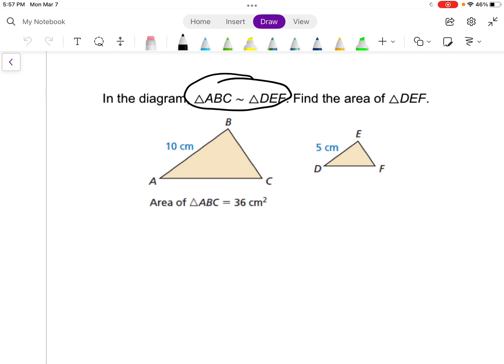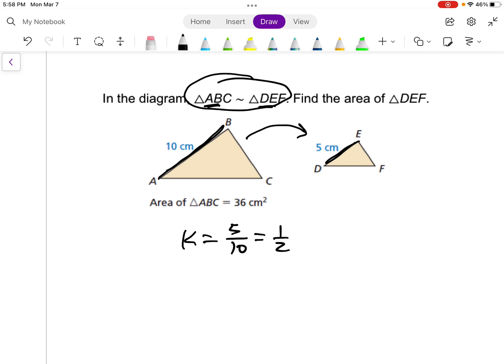So AB goes with DE, right? It's in the same order. So for that ratio, I'm going to go from the big triangle to the little triangle, so I want my scale factor to be less than 1. So it's going to be 5/10, which is a half.